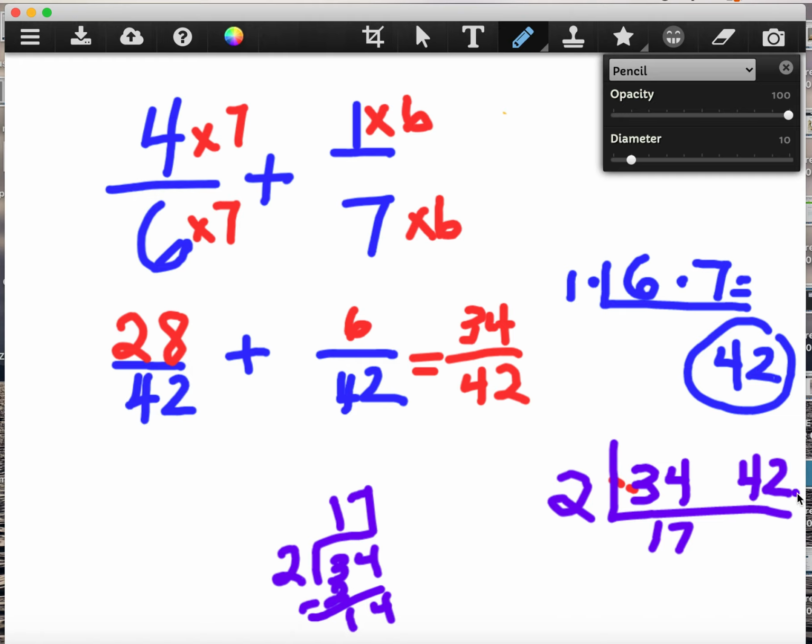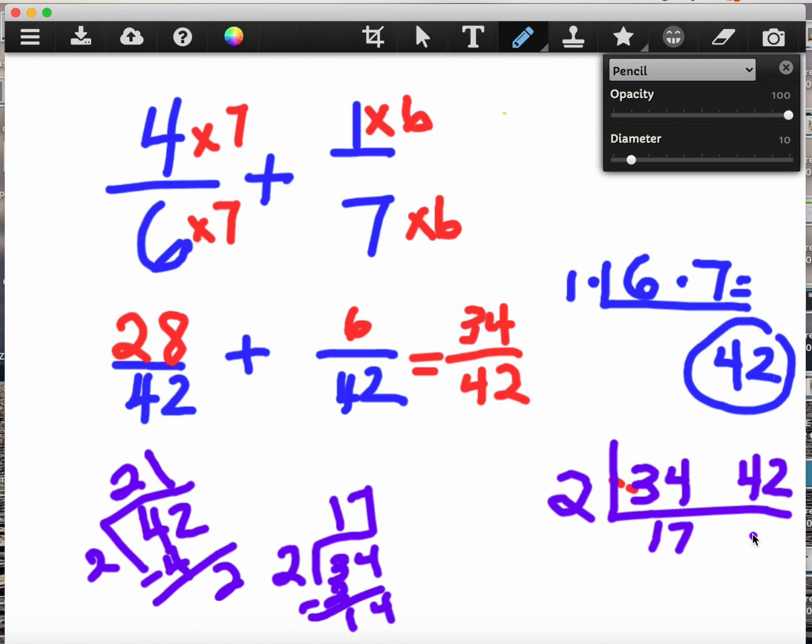2 goes into 42. I know it can because it's an even number. 2 goes into 4, and you can come over, and if you need to write it out, do it like this. 2 goes into 4 2 times. 2 times 2 is 4. Drop. 2 goes into 2 1 time. 21. Then I look, is there anything that can go into 17 and 21?